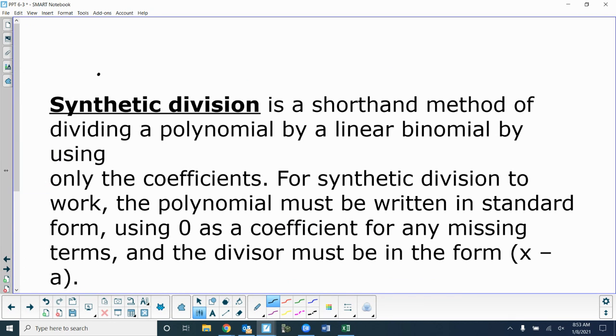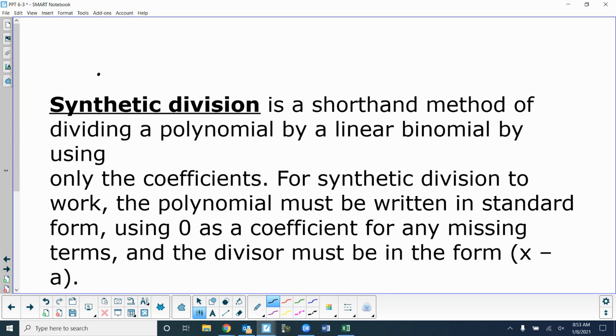All right, synthetic division is the shorthand method of dividing a polynomial by a linear binomial by using only the coefficients. So what we're going to do is write the coefficients. We're not going to worry about writing any of the variables, not till the end. For synthetic division to work, the polynomial must be written in standard form using 0 as a coefficient for any missing terms. All right? Just like we did with the long division. That last problem we did, the x squared was missing, right? We had to add the 0. So we're going to put zeros in here as well.